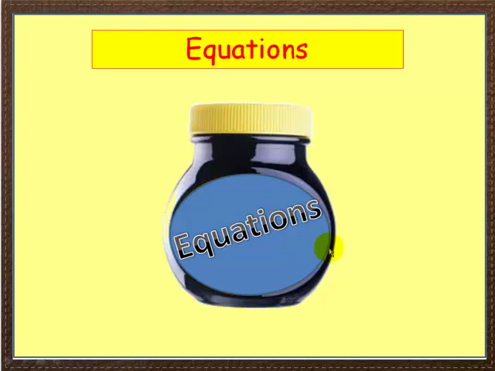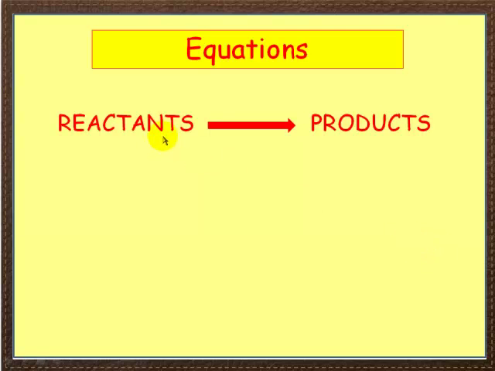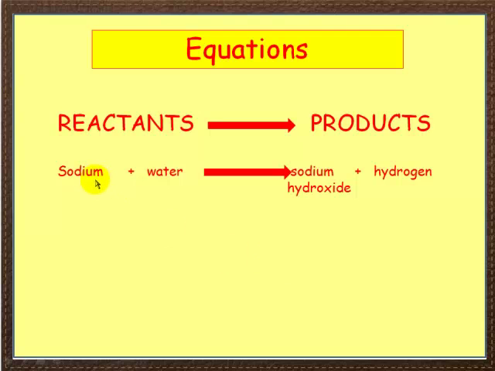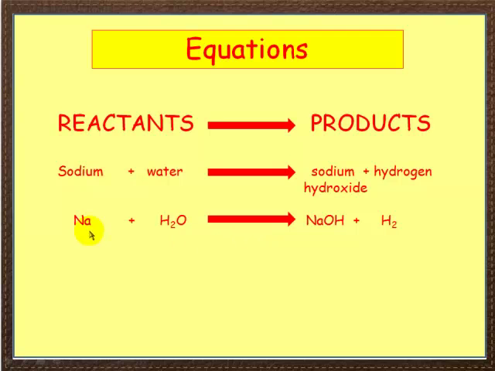Let's move on. Equations. Now, as with Marmite, you either love equations or you absolutely hate them. Well, I hope you're going to love them. An equation basically is a shorthand way of saying what's happening in a reaction. In a reaction, you've got reactants, the things that are reacting together, on the left hand side of the equation. The products, the things that are being formed, on the right. Example, you add sodium to water, you get quite a violent reaction. You get sodium hydroxide formed and hydrogen gas. So the reactants are sodium and water, products, sodium hydroxide and hydrogen. Put in the symbols: Na plus H2O gives NaOH plus H2.